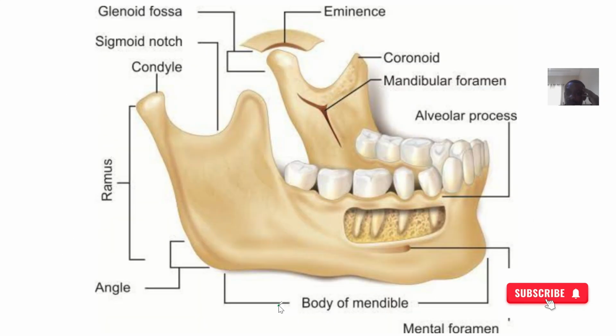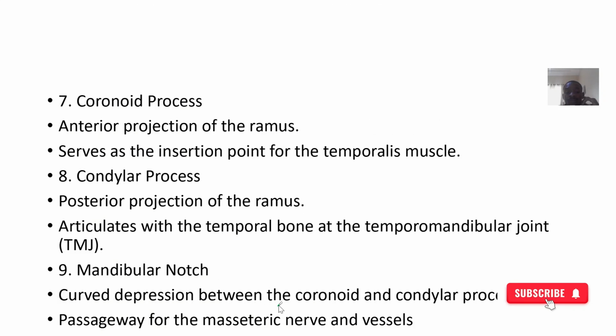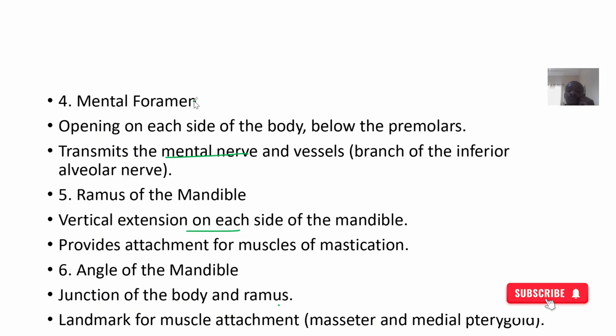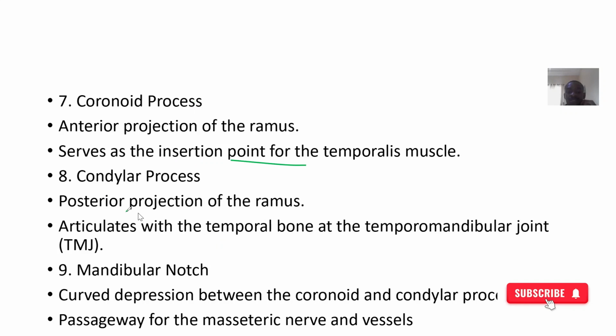Then we have the coronoid process, which is there. It's the anterior projection of the ramus. It serves as an insertion point for the temporalis muscle. Then we have the condylar process, the condyle. The condylar process articulates with the temporal bone at the temporomandibular joint.